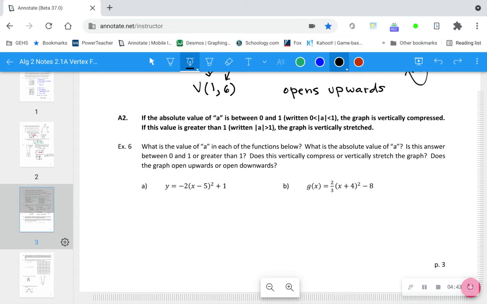What is the value of A? A here is -2. What is the absolute value of A? Well, the absolute value of A is +2, since absolute value makes things positive if they don't start that way to begin with. And is the answer we just got between 0 and 1 or greater than 1? Well, the absolute value of A here is 2, and that's definitely greater than 1. So does this compress or stretch the graph? It stretches, vertical stretch.